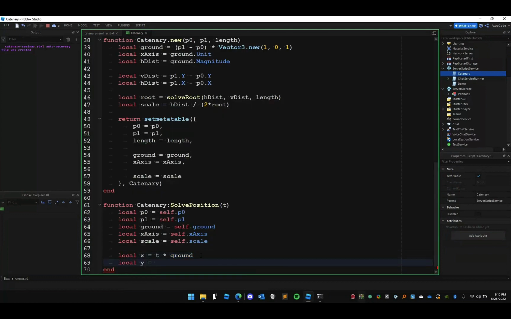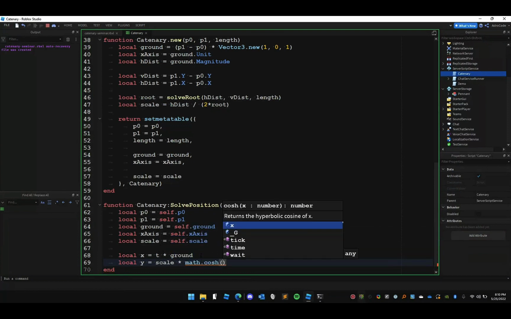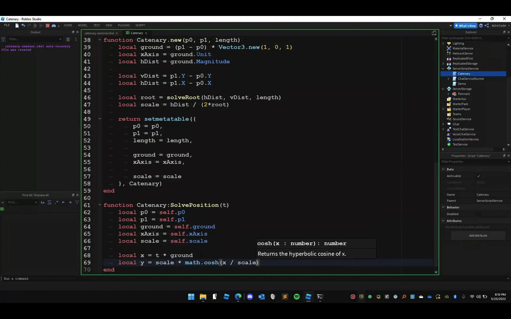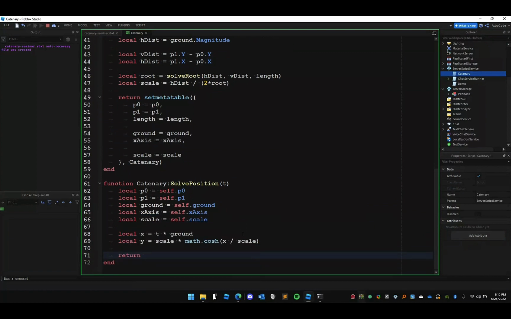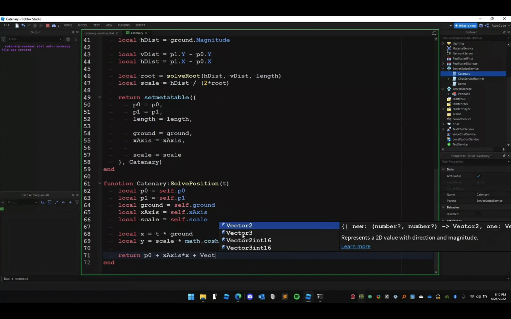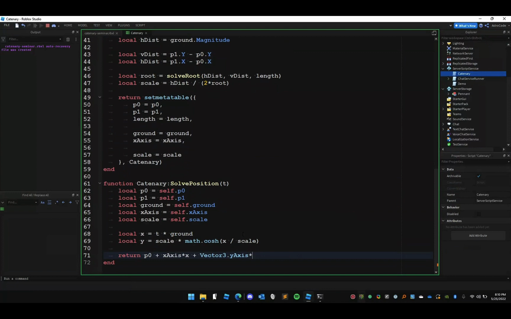All right, now we're going to plug it into our catenary equation, and it's going to be scale times cosh of x over scale, and then we're missing our shifts. We'll go back for that, right? The actual position of this is going to be, so I'd said p naught is the origin, and then along the x-axis we're going to move x units, and then along our y-axis we're going to move y units.